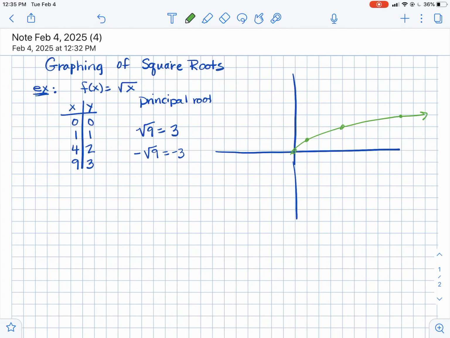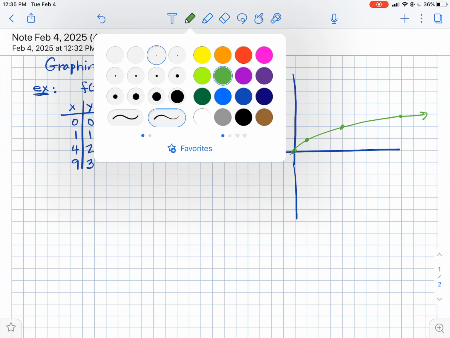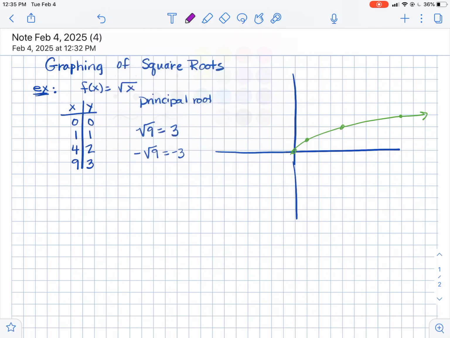Let's go ahead and get another one here real quick. I'm going to do purple, and we'll do f of x equals the square root of x plus 1. Again, I'm going to do a quick t-table. The only thing I'm changing, of course, is my answer. If I put a 0 in, square root of 0 is 0, plus 1 is 1. Square root of 1 is 1, plus 1 is 2. Square root of 4 is 2, plus 1 is 3. Square root of 9 is 3, plus 1 is 4.